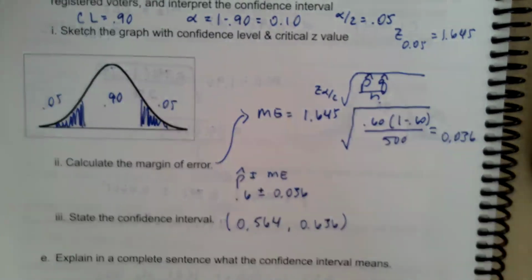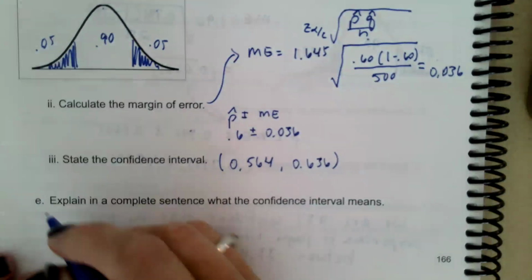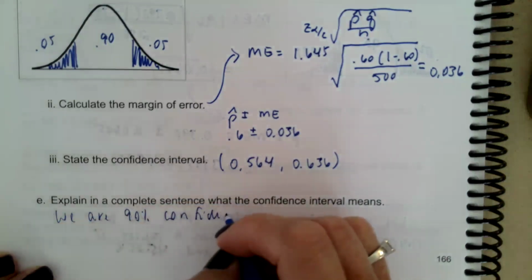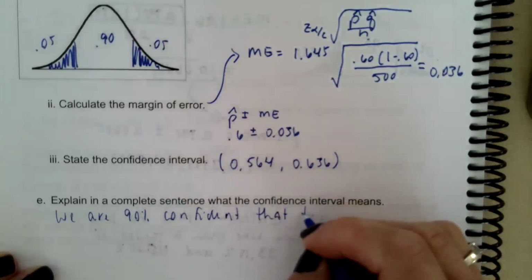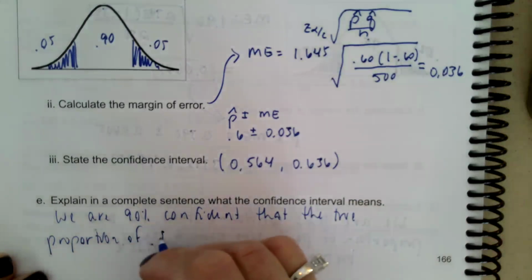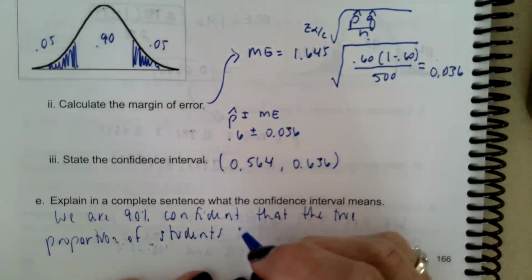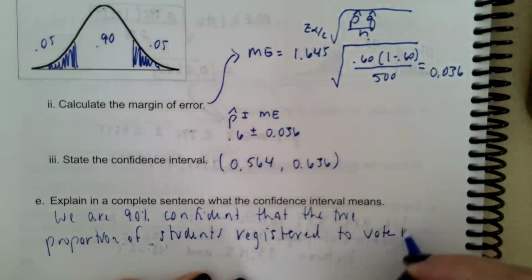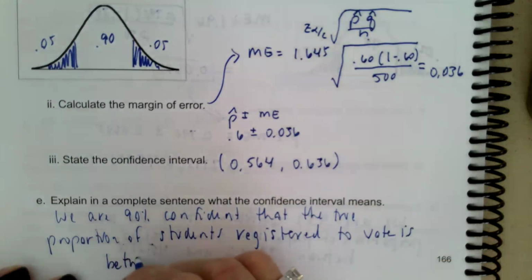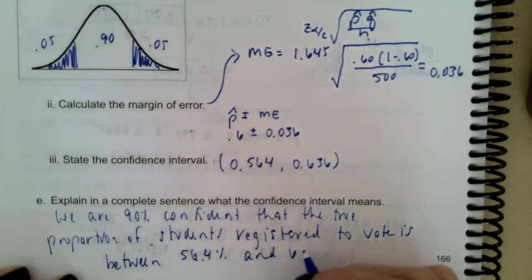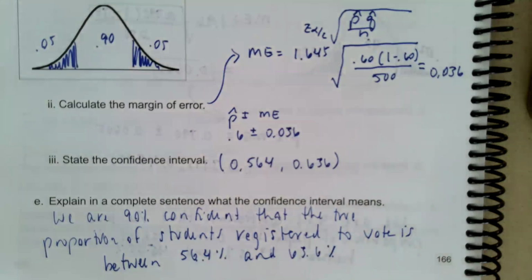And then to improve it, if we came up with the right interpretation, we are 90% confident that the true proportion of students registered to vote is between 56.4% and 63.6%. Fabulous.